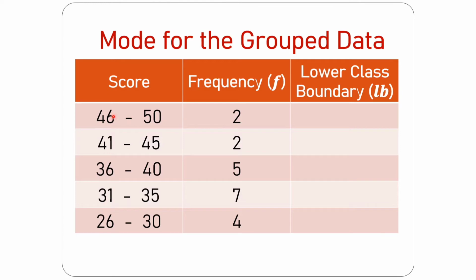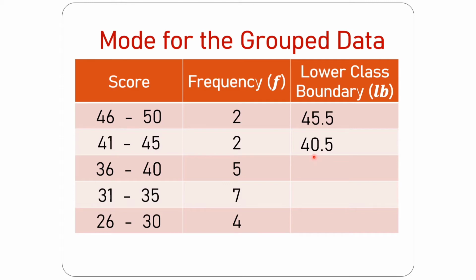Let us start with 46. 46 minus 0.5 is 45.5. Therefore, the lower boundary of the class 46 to 50 is 45.5. Next is 41. 41 minus 0.5 is 40.5. Therefore, the lower boundary of the class 41 to 45 is 40.5.